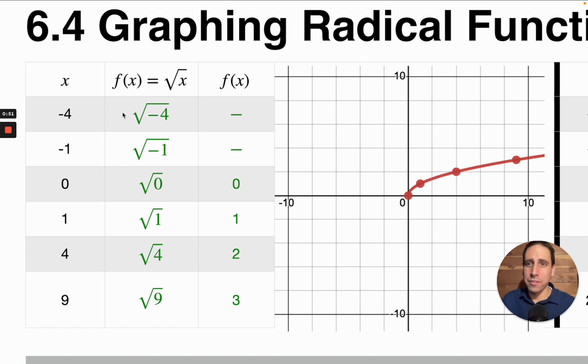So if you put negative 4 into this function, you can't get anything. It can't get any real number out. Negative 1 doesn't happen either. The action really picks up when you start at 0. So you can take the square root of 0, you get 0. You can take the square root of 1, you get 1.